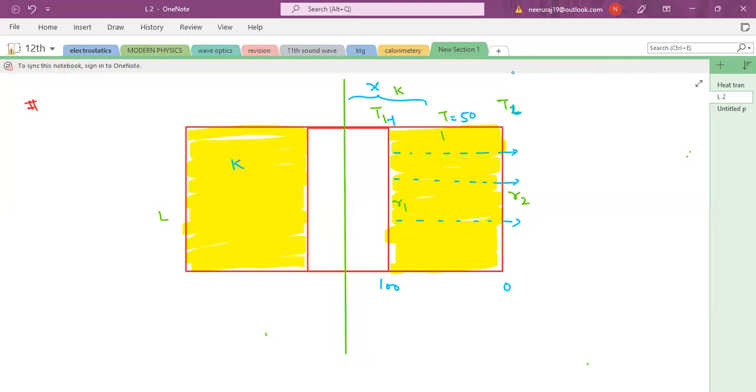Okay, so now solve this problem. Pause the video and solve this problem. Find the value of R in terms of R1 and R2. If possible, T1 and T2, or T low or T high is required, you just solve this problem.